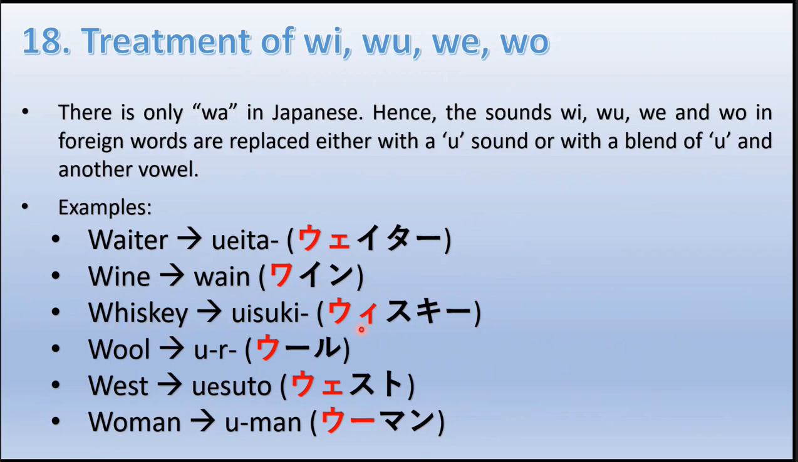Whiskey, uisuki. Since there is EY, this is an extended sound in English. So that's why whiskey becomes uisuki. Wool becomes uru. Here again the same thing. Since there is a double O, this doesn't give a sound of wo, but it gives a sound of wu in the English word wool. So in Japanese we write it as uru. West becomes uesuto. Woman becomes uman, a long sound here. So this is how we, wu, wi, wo are handled.